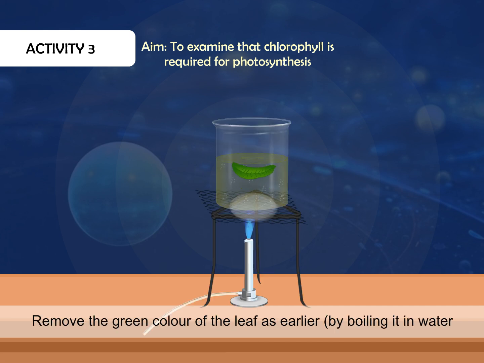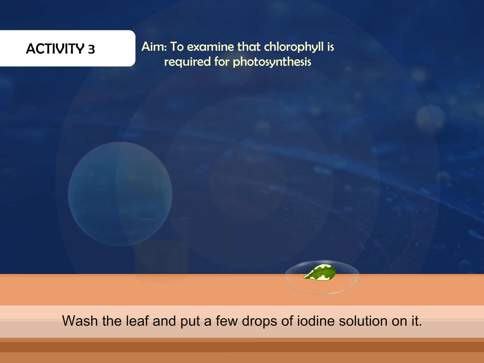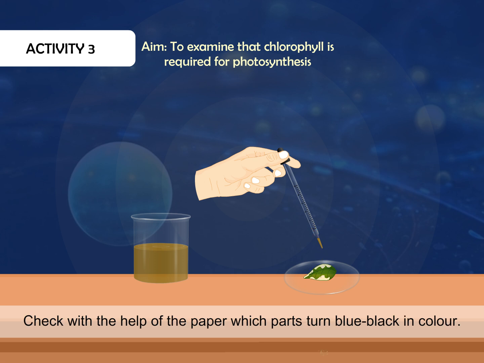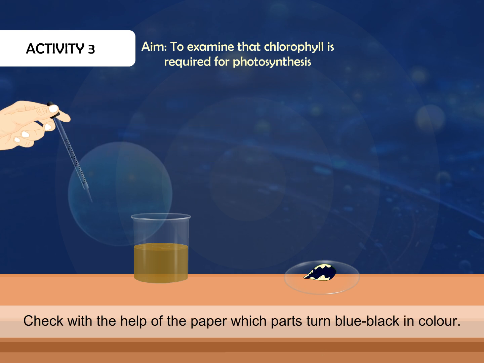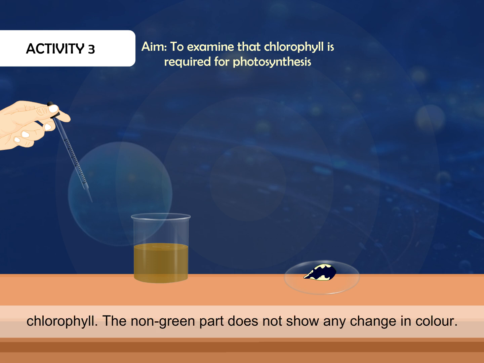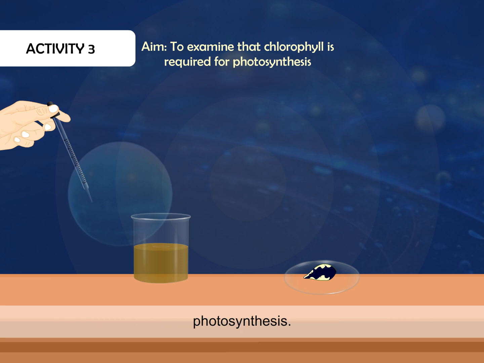Remove the green color of the leaf as earlier by boiling it in water and then in alcohol. Wash the leaf and put a few drops of iodine solution on it. Check with the help of the paper which parts turn blue-black in color. Observation. The parts which were green show the presence of chlorophyll. The non-green part does not show any change in color. Conclusion. Thus, we see that chlorophyll is necessary for photosynthesis.